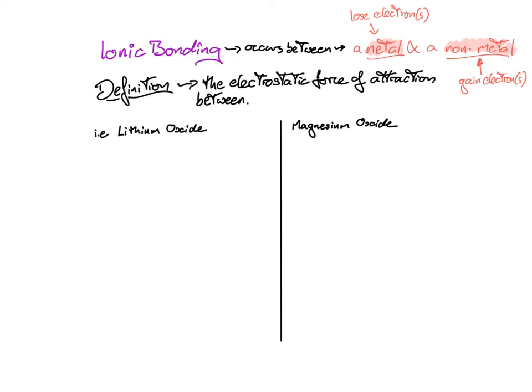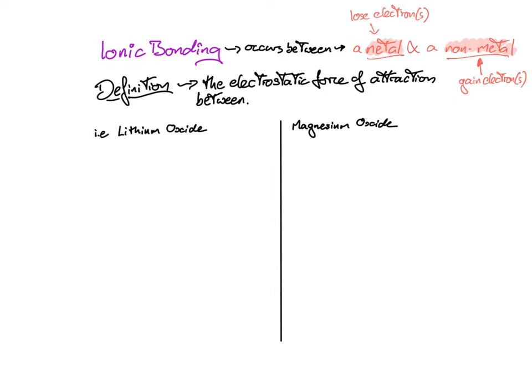So if we look at the next bit, the definition, you'll see that I've already written in the electrostatic force of attraction between. That is because for all the types of bonding you're going to look at, the definition starts with the electrostatic force of attraction between, because a bond is an electrostatic force of attraction. What differentiates between the different types of bonding is what that force is acting between. So let's just go back.